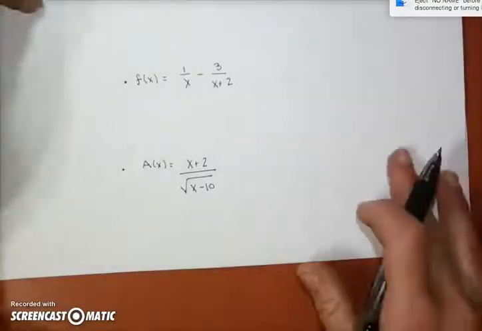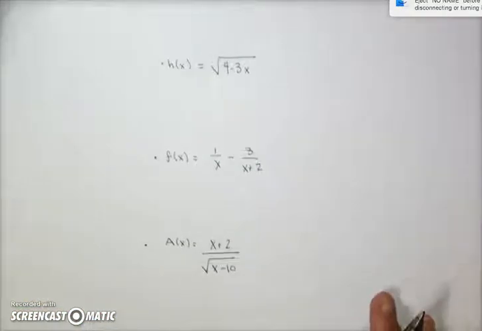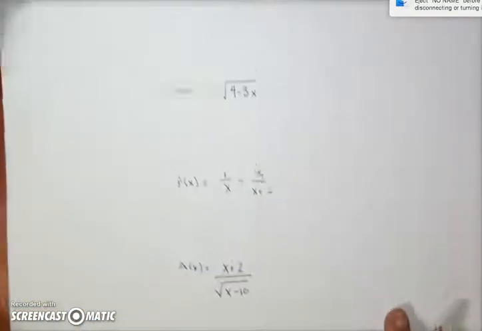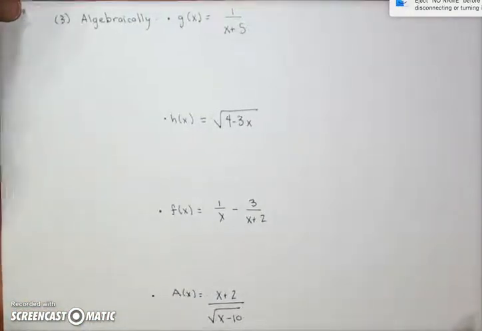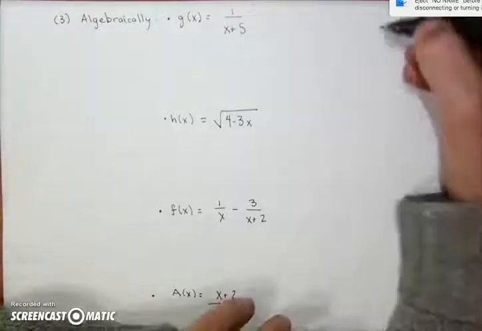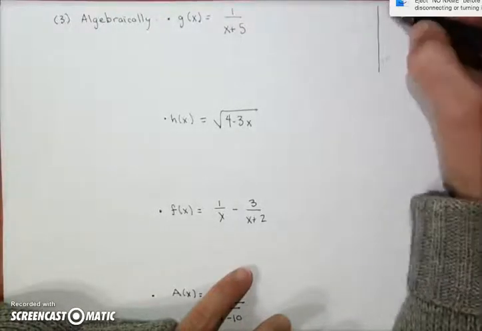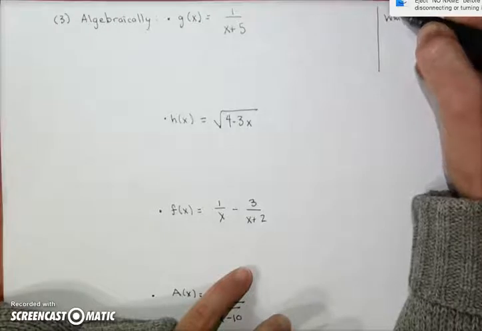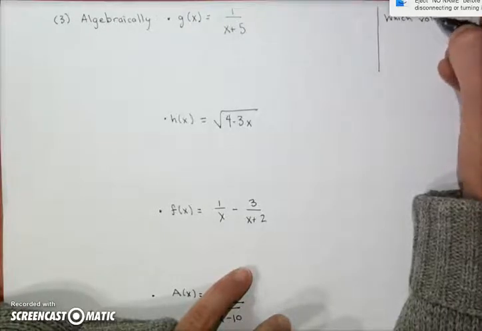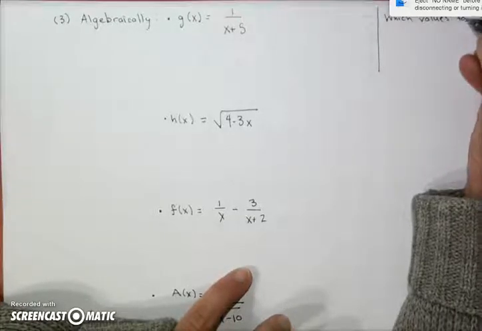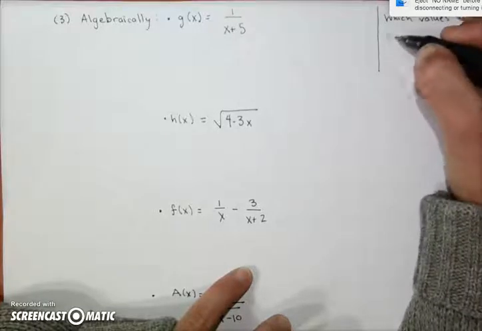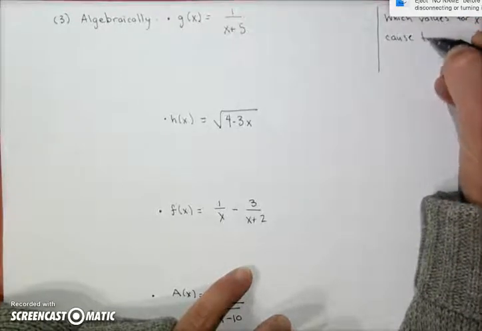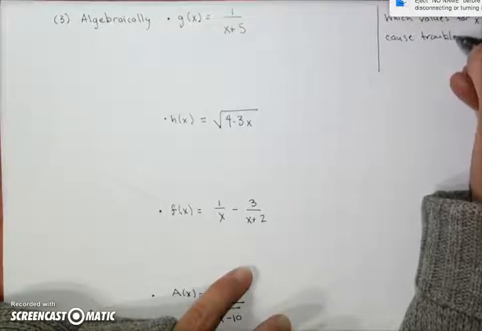Now let's do some algebraic examples. You may have seen some algebraic examples of computing domains before. And this is where we want to ask the question, which values for x cause trouble, or don't let us evaluate the function?